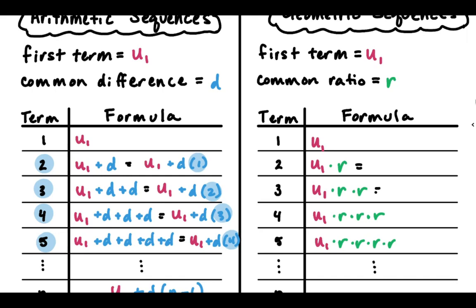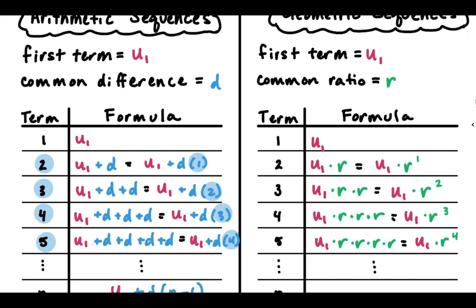Second term, we had u sub 1 and we multiplied by r just one time. So that's r to the first power. Third term, I had u sub 1 and then I multiplied by r twice, right? R times r. And the way we write r times r in shorthand is r to the second power. Second power means r times r. Fourth term we had u sub 1, and then we multiplied by r 3 times. R times r times r, that's r to the third power. And fifth term we had u sub 1, and then we multiplied by r 4 times, so that's r to the fourth power.